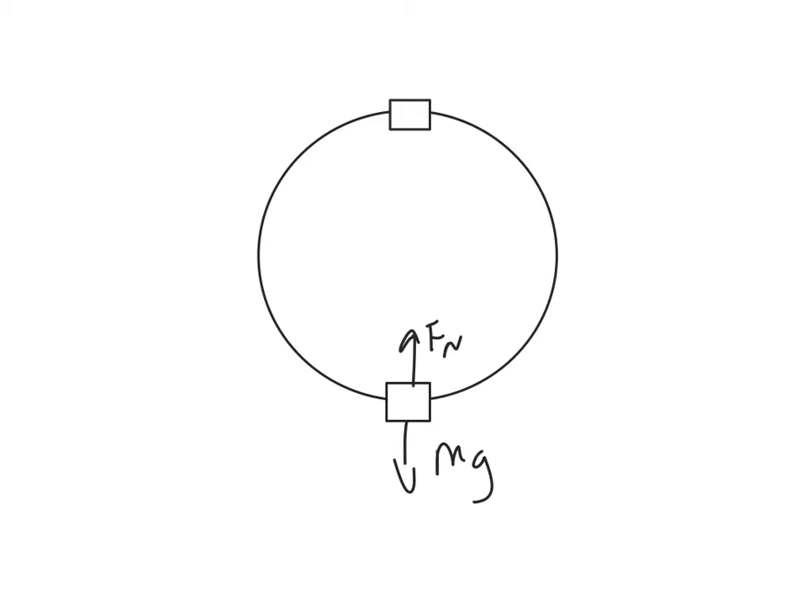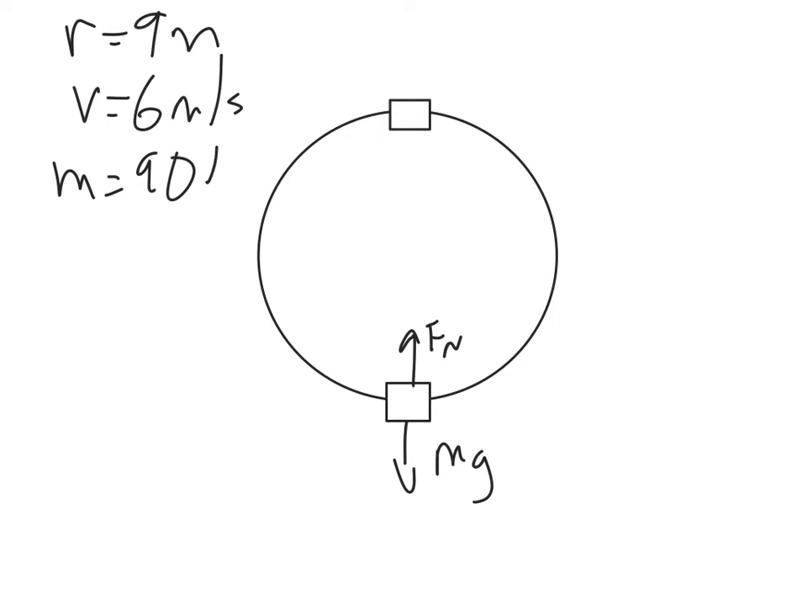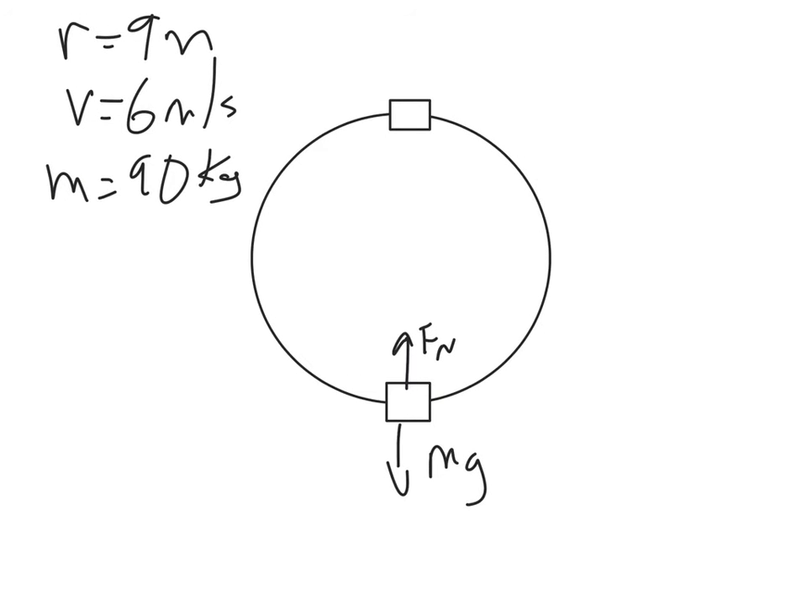So let's say, for instance, that the Ferris wheel had a radius of 9 meters and it had a velocity of 6 meters per second. It's zooming along pretty good. And let's say that my mass is about 90 kilograms, which is true. I want to know what the normal force acting on me is when I'm at the bottom of the Ferris wheel. So I'm going to set up my net force equals mv squared over r.